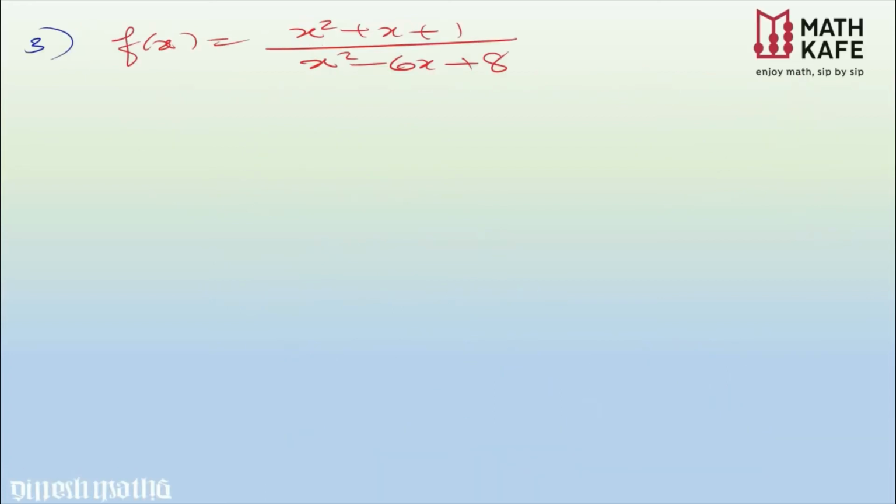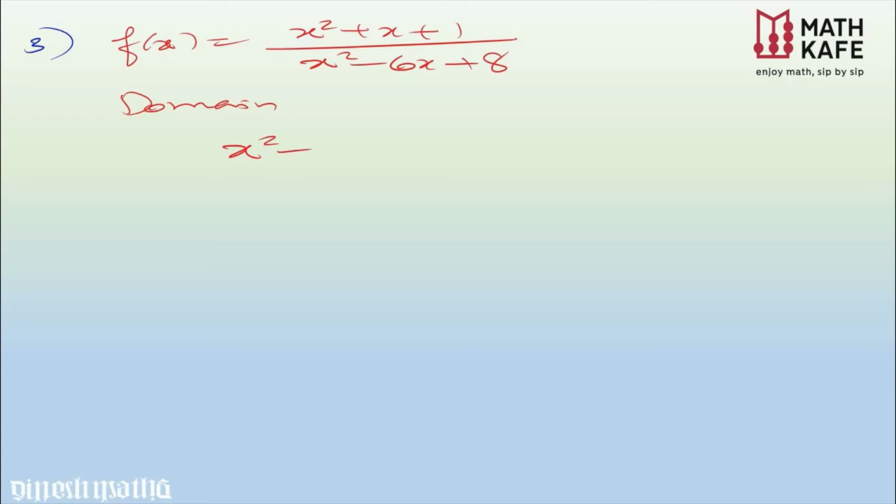Let us consider another example. f of x is equal to x square plus x plus 1 by x square minus 6x plus 8, and you need to find the domain. Range also can be calculated, but for the time being and for school exams it is not needed. If you are trying to crack JEE and all, you need to go for the range. I'm not showing that one now.